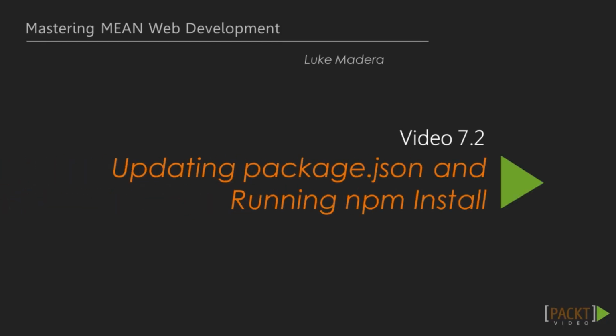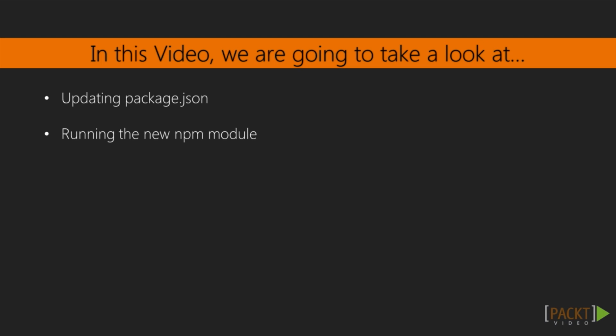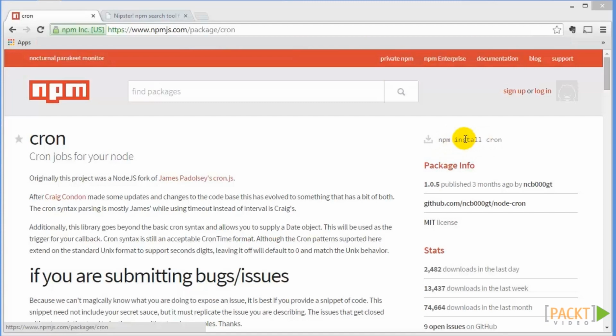So now that we have found the module that we want to use, we can click on it in npm and we can see the name of it and the install instructions over here. So npm install cron. As before with Bower, we can run that command, but that won't save it into our package.json file. So when we push it to the repo and other developers use it, they won't get the module.